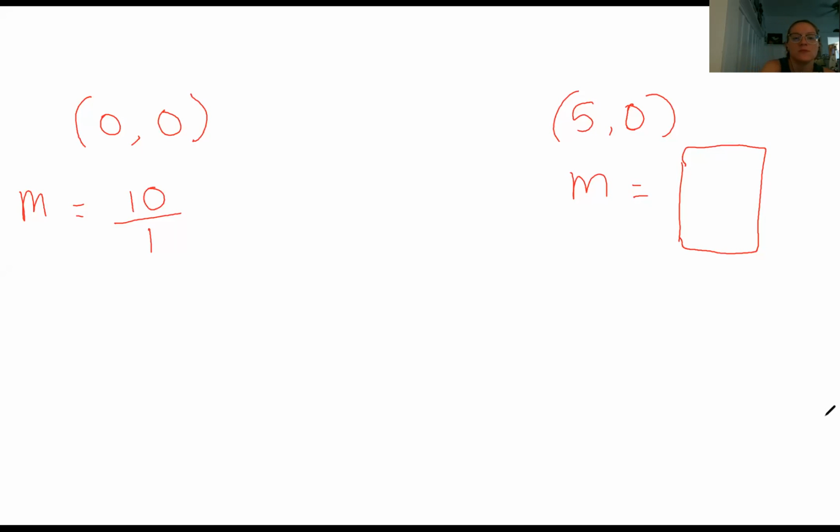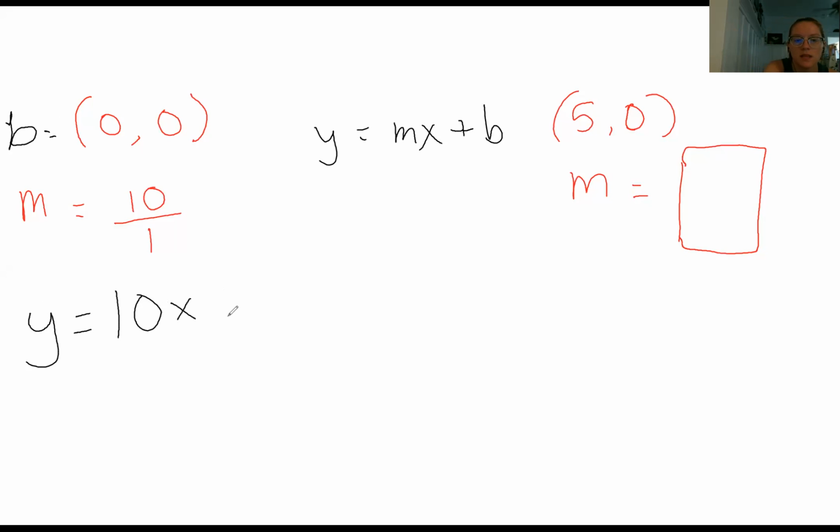Okay, so now we are going to take a look at writing our equation. Now, remember, we're going to be using our y equals mx plus b form here, okay? So in this case, this is my y-intercept. So that's my b. My slope is my m. So I can quickly just plug that in and say that y equals 10x plus, remember my b is the y value here, so it's going to be a 0.